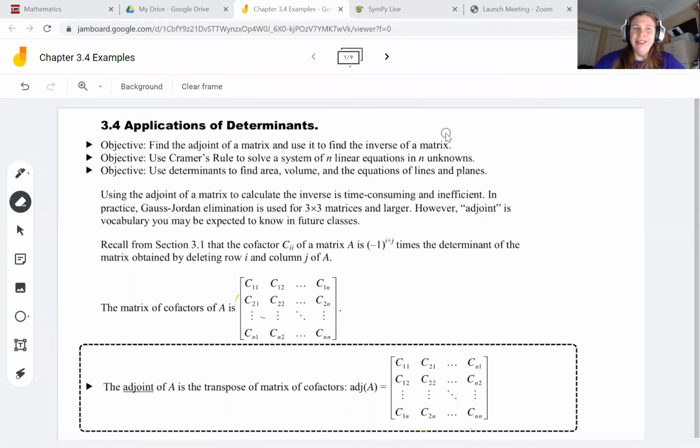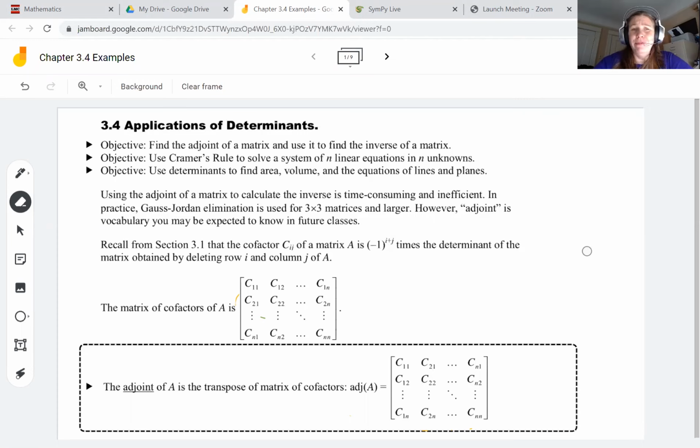In this video, we take a look at section 3.4 about applications of determinants. Our learning objectives for section 3.4 are to find the adjoint of a matrix and use it to find the inverse of a matrix, use Cramer's rule to solve a system of n linear equations and n unknowns, and use determinants to find area, volume, and the equation of lines and planes.